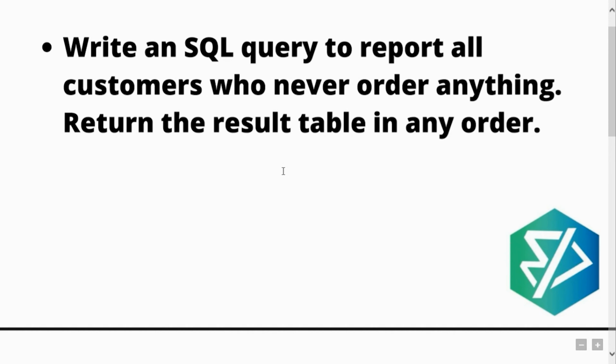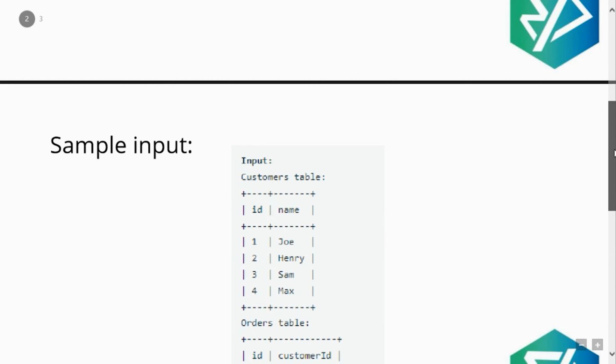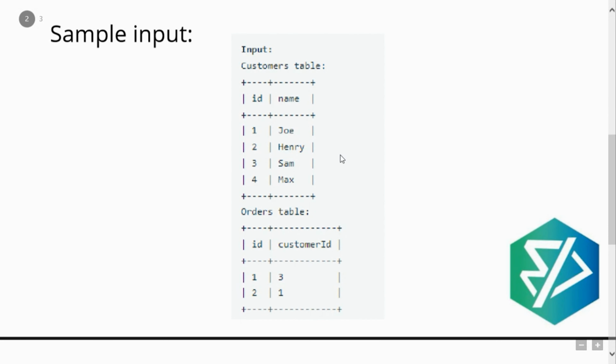So let's see what the input table looks like. This is a sample input wherein you have two tables. First is the customers table and the second is the orders table. In the customers table, you have two columns. First is the ID of the customer and then the name of the customer. And second is the orders table. First is the ID of the order and the customer ID who has ordered with this ID.